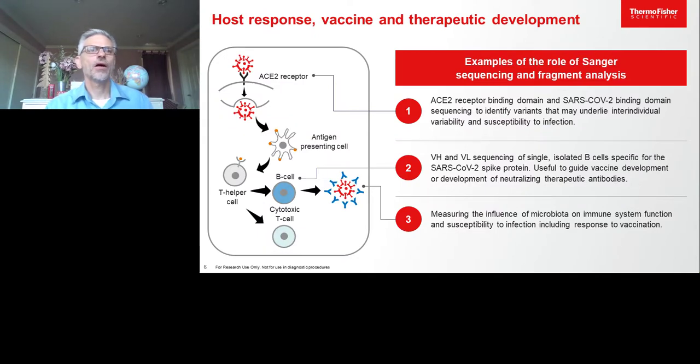The life cycle of SARS-CoV-2 infection begins with the entry of the virus into the cell through the ACE2 receptor that's shown in the top left of the slide. And the spike region of the virus binds to ACE2 through the receptor binding domain of the virus. And variation in the ACE2 receptor sequence can affect how tightly the virus binds. It might alter a host susceptibility to SARS-CoV-2 infection and be responsible for person-to-person differences that are seen in infection.